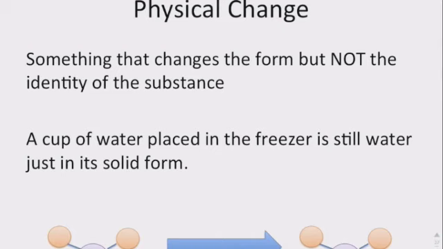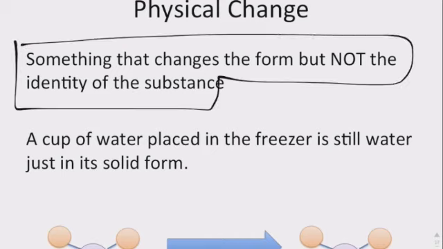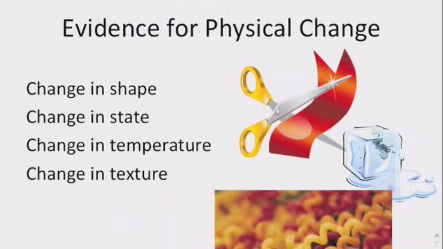And so a physical change is something that changes the form but not the identity of the substance. So, good definition here. An example of this is when water is placed in the freezer. It's still water, it just turned into solid form. This is an example of H2O, and this is an example of H2O when it's solid. Nothing really changed, it just changed its form, so we would call that a physical change.